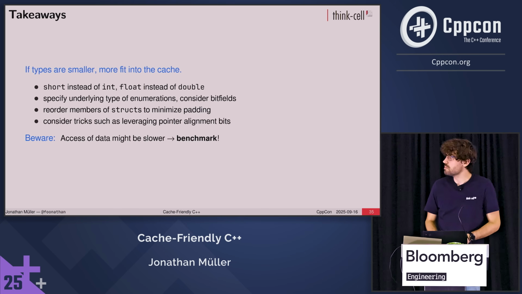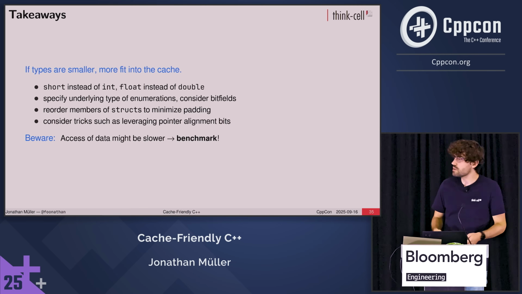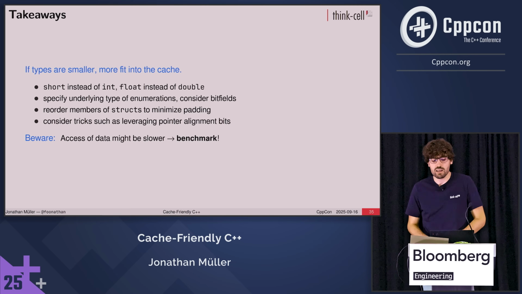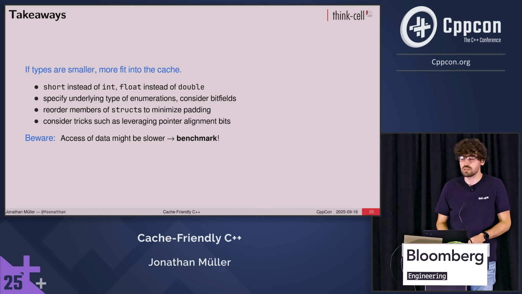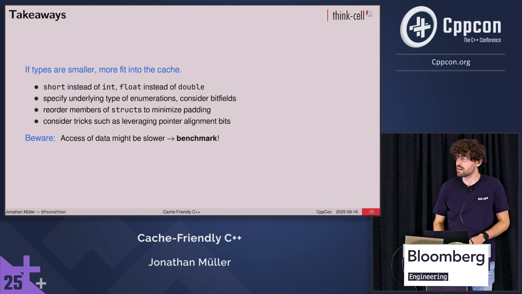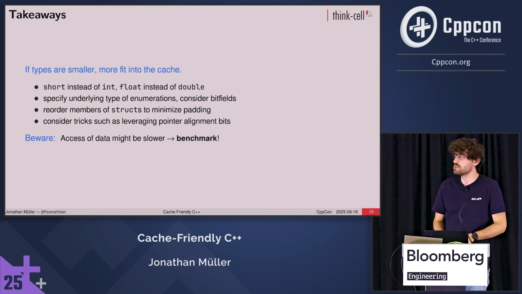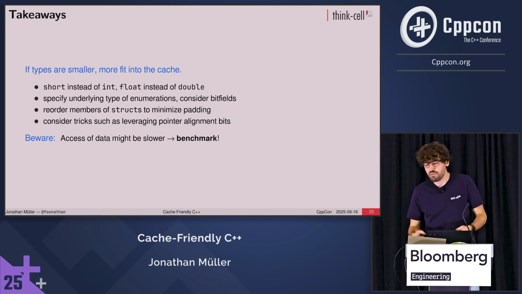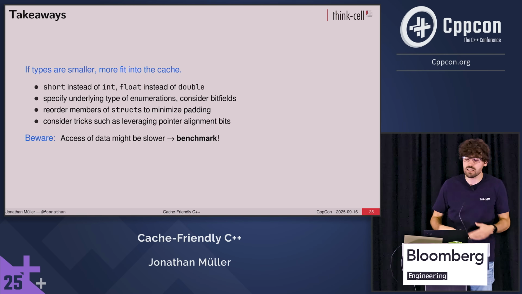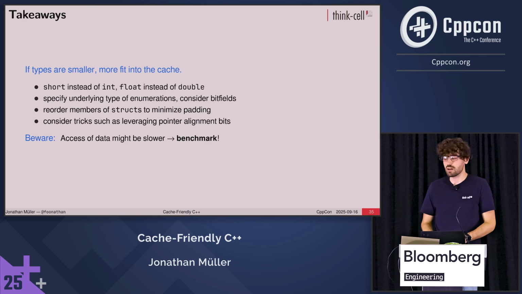So if your types are smaller, more of them fit into the cache. So use short instead of int, use float instead of double, specify the underlying type of enumerations, consider bit fields, reorder your struct members to avoid padding, and consider using tricks like the pointer alignment bits to avoid a bunch of padding to store additional bits of information. However, all of this means that the access of the data is now potentially slower, so you have to benchmark it and see whether you really gain anything out of it.